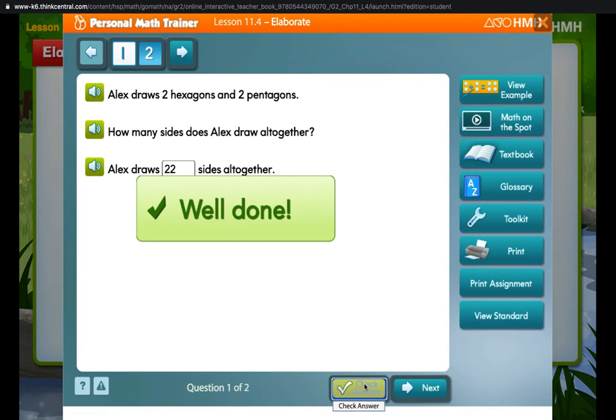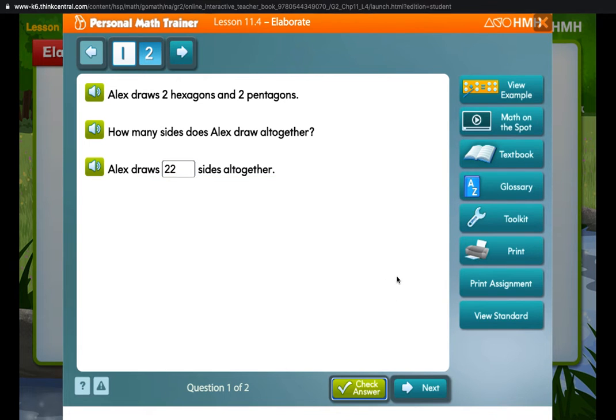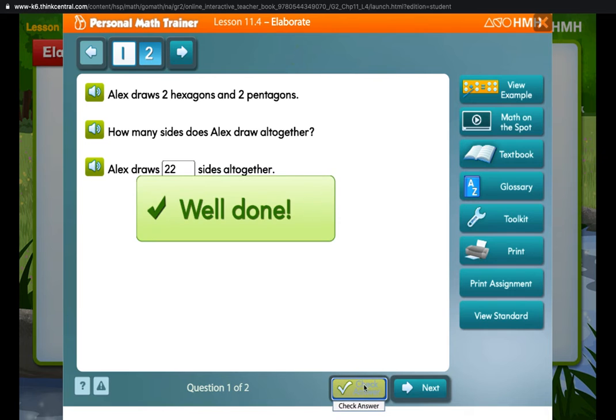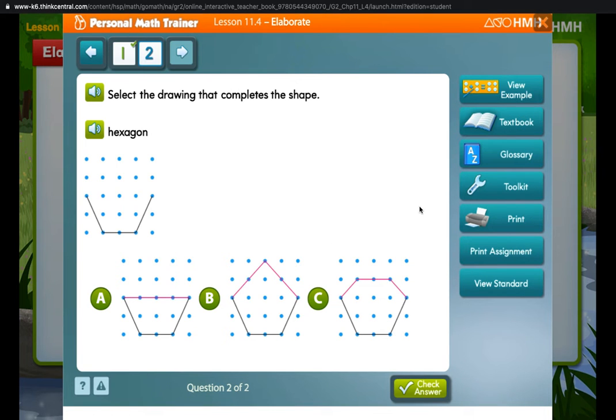all together. Well done. So just remember, when a shape has 4 sides, we call it a quadrilateral. When a shape has 5 sides, we call it a pentagon. And when a shape has 6 sides, we call it a hexagon. It's really important to remember those terms and what they mean. Well done. All right, and for number 2, it says select the drawing that completes the shape.